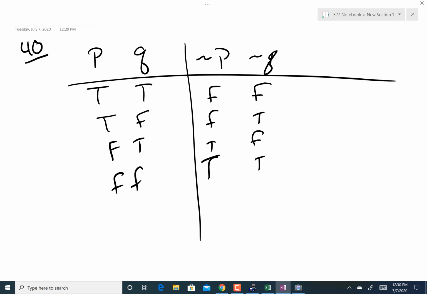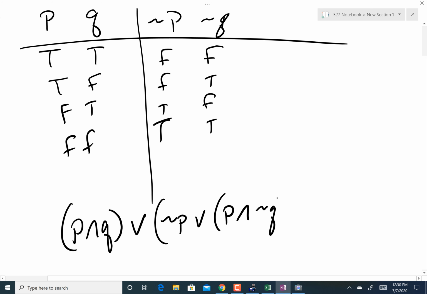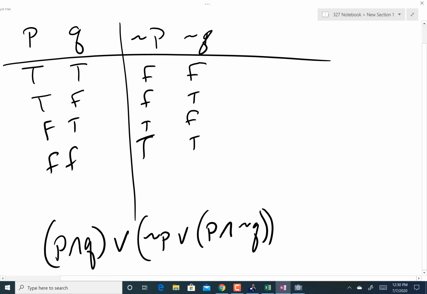So what it wants to know is P and Q, or not P, or P and not Q. And they want to know what happens when you do this. Well, I don't know. We better figure this out. So let's do a little P and Q. So P and Q is true, false, false, false. Nice.